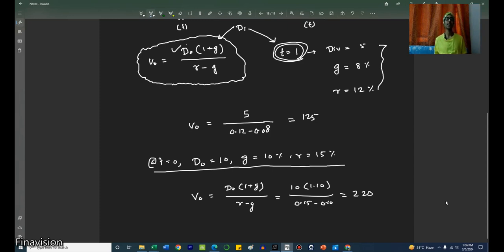So in exams this nuance can be there. It's a very simple nuance if you pay attention to it, but it may happen that you just remember the formula and forget about this t is equal to 1 and t is equal to 0 business, and you multiply the dividend at t1 by the growth rate, and the answer will be wrong. So just take care of that.